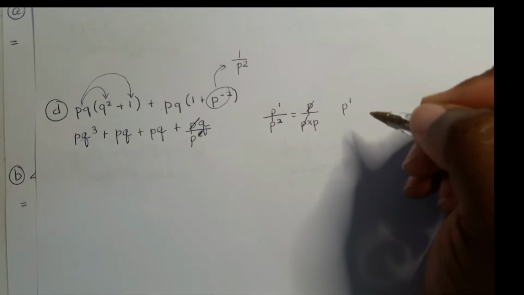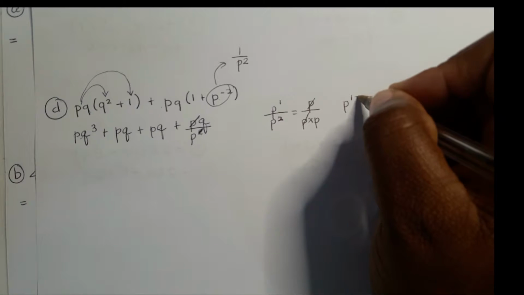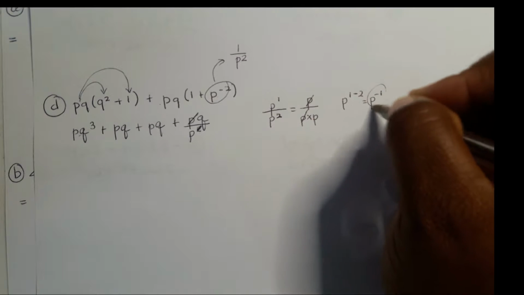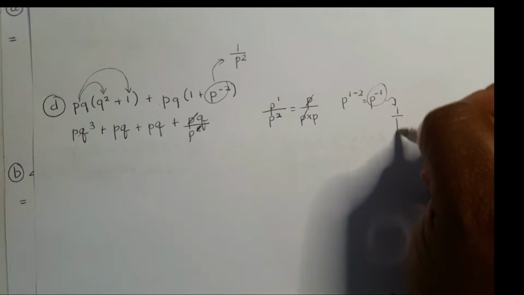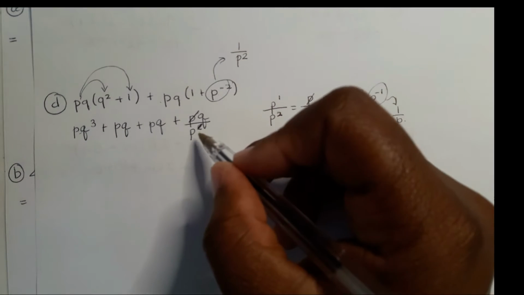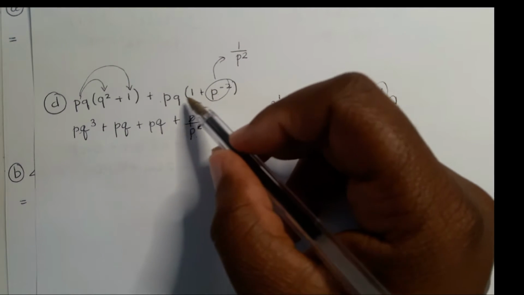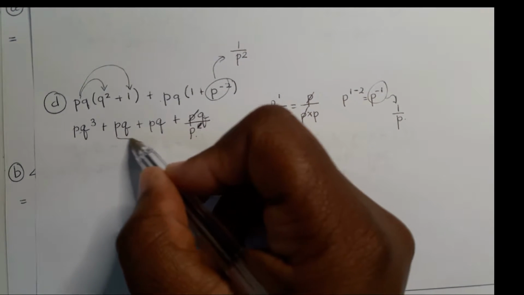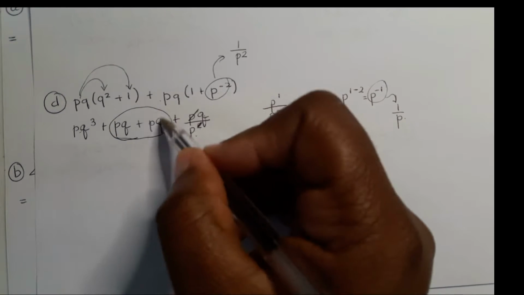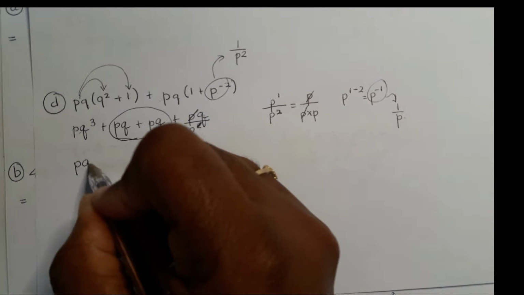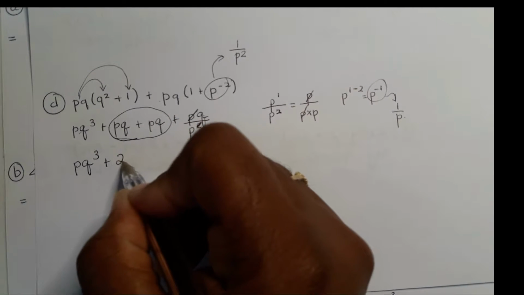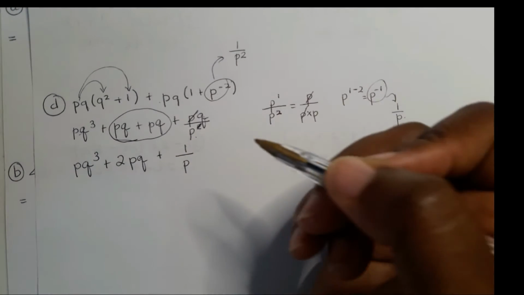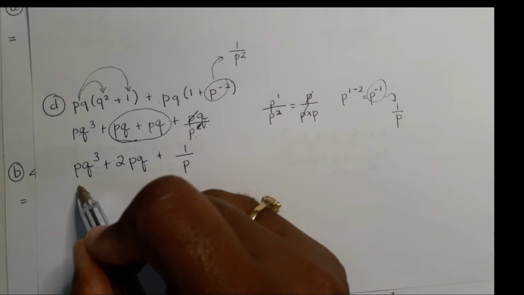Or you can have it like this: p to the 1 minus 2, and that will give us p to the negative 1. And this is actually equal to 1 over p, right? So that is why we end up with a p down here, but q up here, because that is what we got when we multiplied throughout. So now we could group. These two are the same, and it's two of them. So we say pq cubed plus 2pq plus 1 over p, right? And that is our answer.